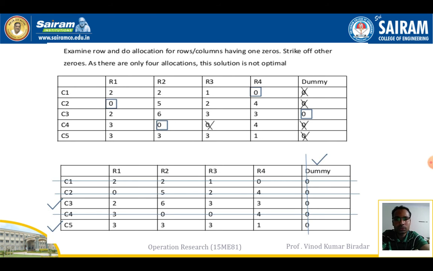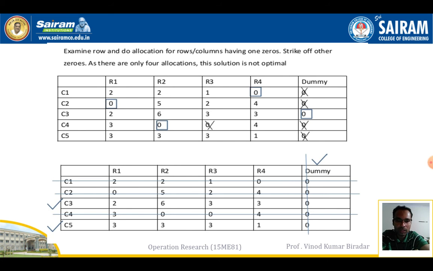If you go for first, that is first deleted, and if you go to R2, again a single zero is there, you have to mark, assign the zero and draw the line. I can go for C5, so nothing is there. After this deleting, you are assigning only 3 jobs, but the number of jobs is 5, so it is mismatched, the solution is not optimal.